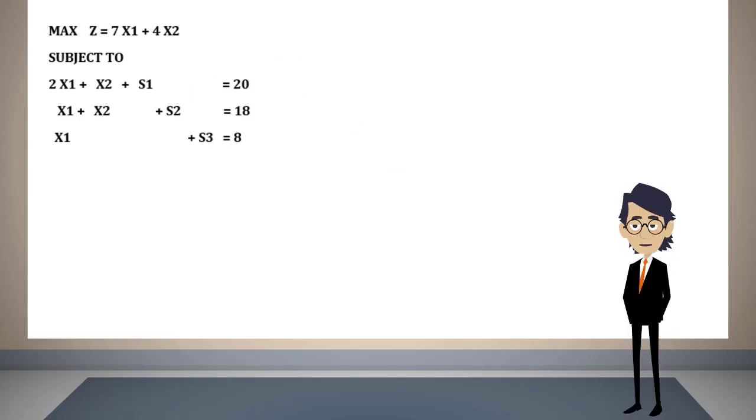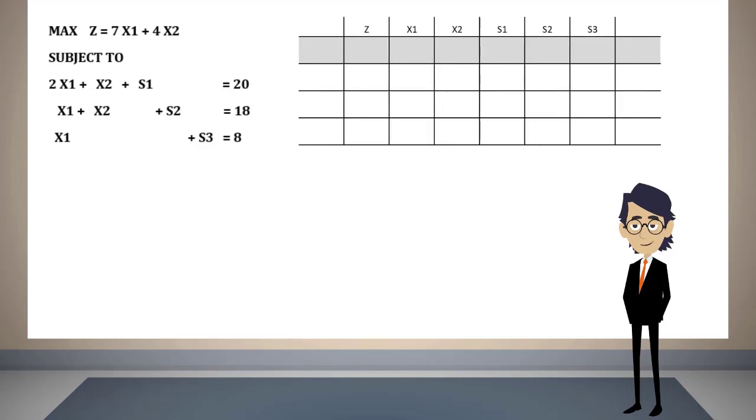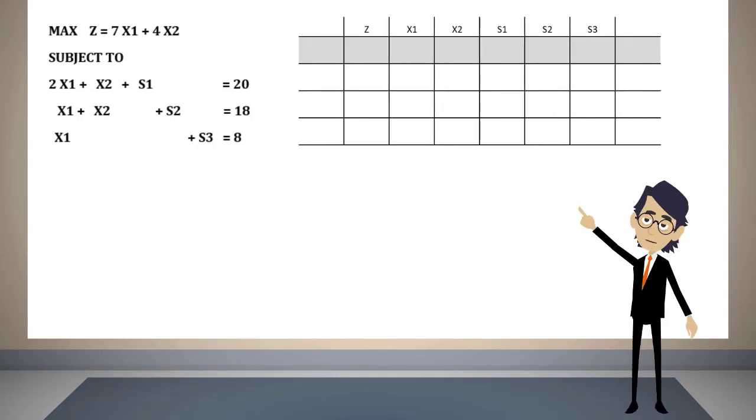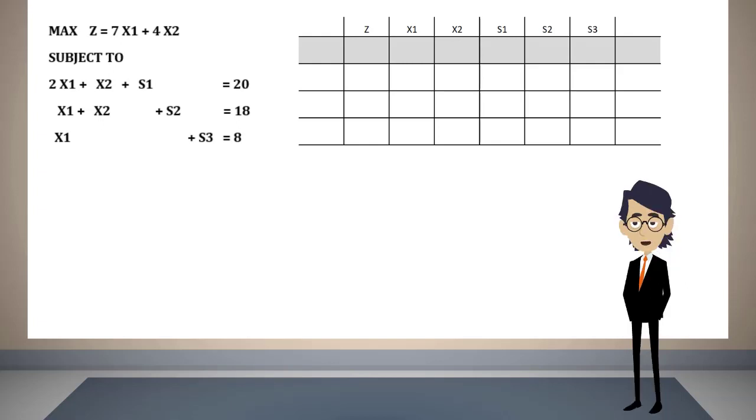In the tabular method we create a table that contains a column for each of the variables. In the gray row we will place the objective function, and in the other rows we will place the constraints. Let me start by placing the first constraint in the table. The first constraint is 2x1 plus x2 plus s1 equal to 20. In the row corresponding to the first constraint we will place the coefficients of the variables. If a variable does not appear in that equation, its coefficient is 0. In this way, the row that corresponds to the first constraint will have the following values.